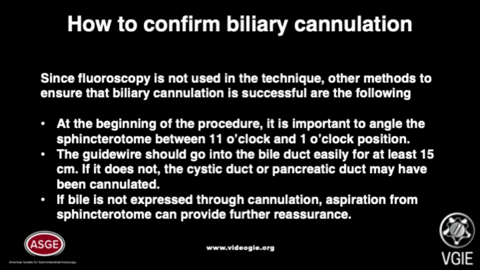Since fluoroscopy is not used in this technique, other methods to ensure that biliary cannulation is successful are the following. At the beginning of the procedure, it is important to angle the sphincterotome between the 11 o'clock and 1 o'clock position. The guide wire should go into the bile duct easily for at least 15 centimeters. If it does not, the cystic duct or the pancreatic duct may have been cannulated. If bile is not expressed through cannulation, aspiration from the sphincterotome can provide further reassurance.